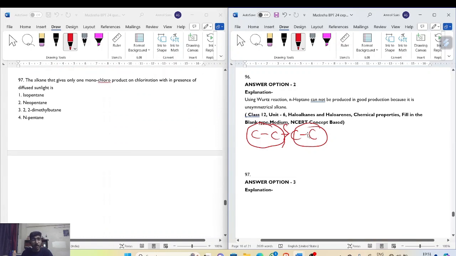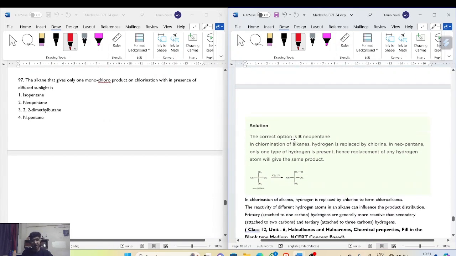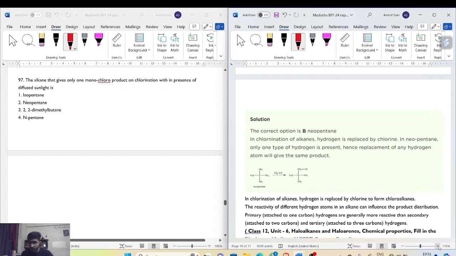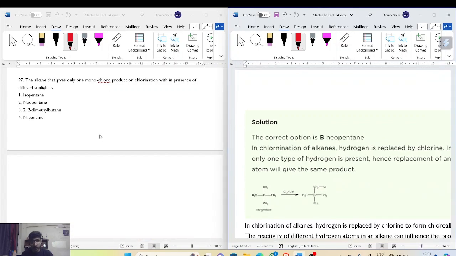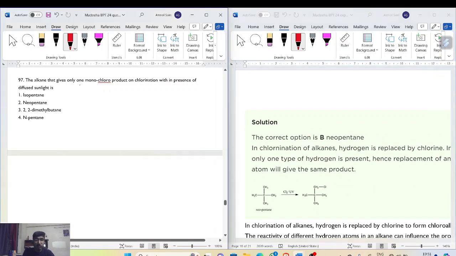Now question number 97. The alkane that gives only one monochloro product on chlorination in the presence of diffuse sunlight is... So we have to tell from the following which one will give only one monochloro product. First of all, this can be found easily just by looking at the options.